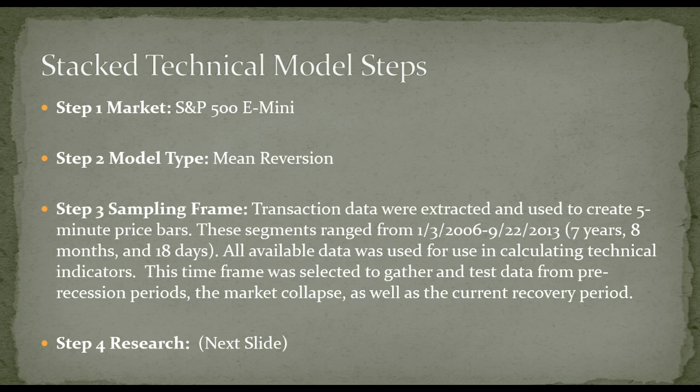This model type is mean reversion, and it uses a series of technical indicators stacked together that creates a signal. The sampling frame we selected ranged from 2006, like I said before, up until September of 2013. And we chose to go back to 2006 to incorporate the recession and see how the model reacts. This will provide us with a lot of information that allows us to put checks in to eliminate poorly executed trades.